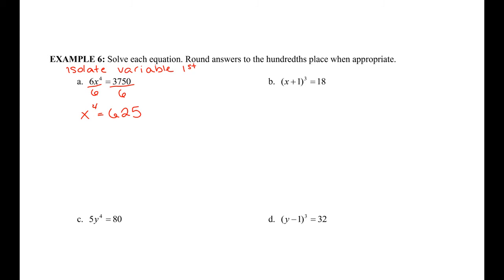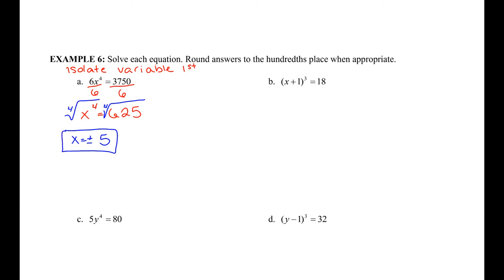And if I want to get x by itself, because this is x to the 4th power, I need to take the 4th root of both sides. Using our calculator, the 4th root of 625 gives us an answer of 5. And because it's asking us to solve versus evaluate, we can use both the positive and the negative answer. So anytime you have an even root, make sure that you include the plus or minus.